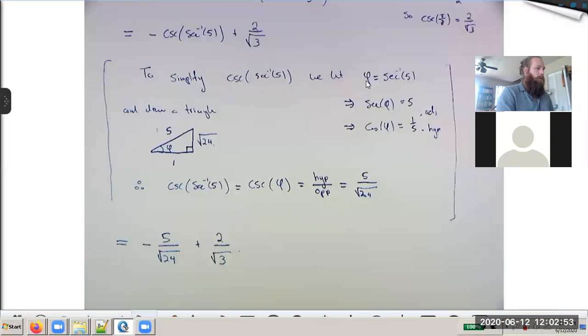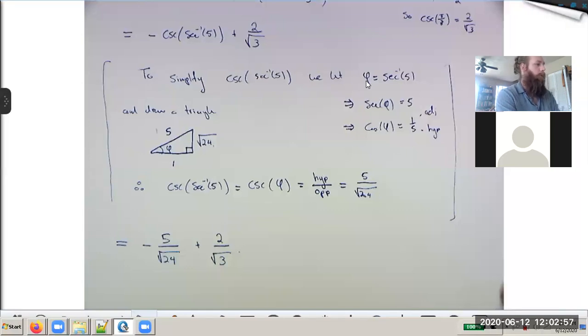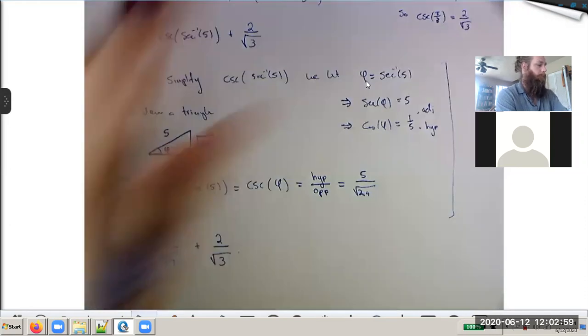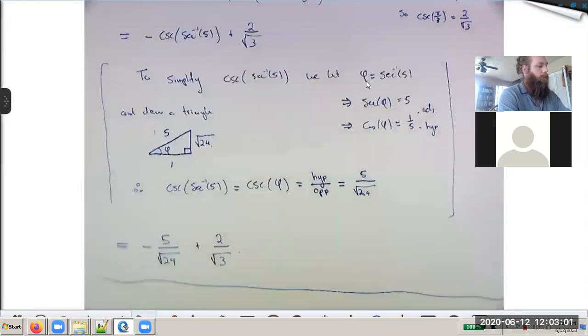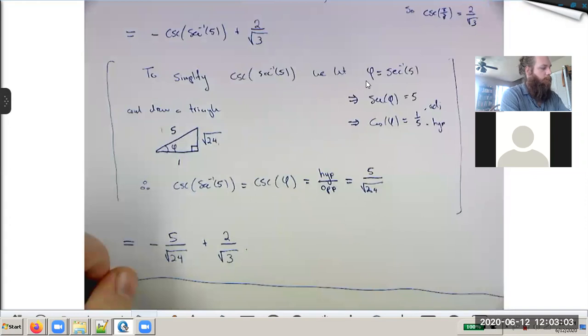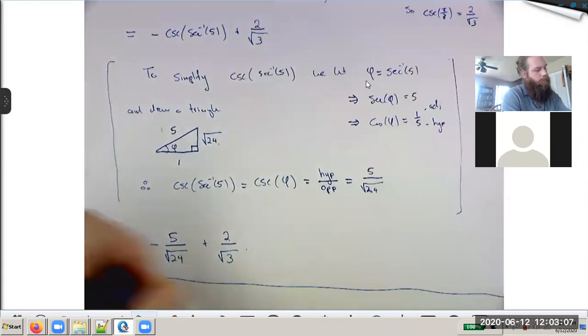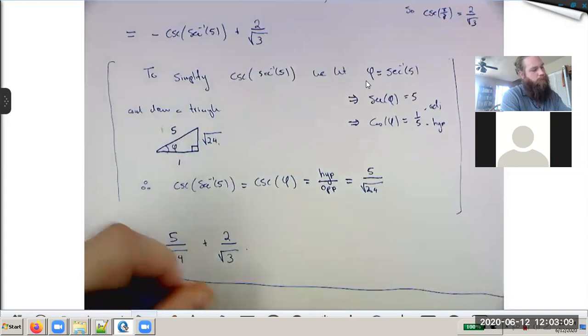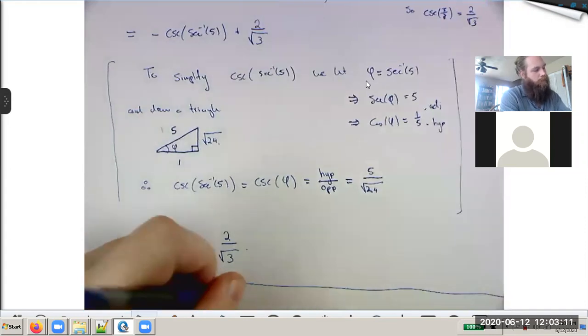So from here, we're done. This is it. Yeah, this is the problem. So the last section that we need to cover is section 7.4, which is on partial fractions.